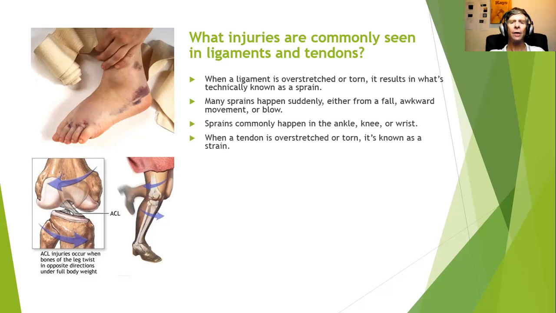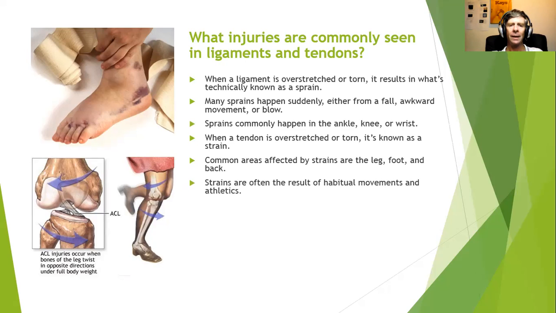And when a tendon is overstretched or torn, it's known as a strain. Jenny can explain a lot more of that from a first aid perspective too. Common areas affected by strains are the leg, foot, and back. Strains are often the result of habitual movements and athletics, what we commonly refer to as a repetitive strain movement.